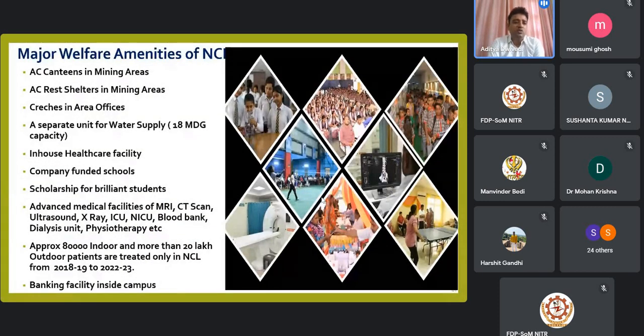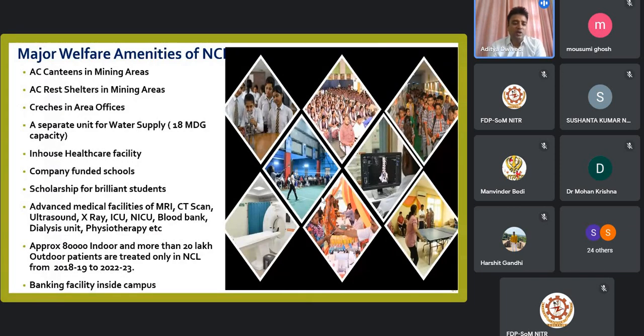Major welfare amenities of NCL: if you talk about AC canteens in the mining areas, rest shelters are there. Creches in area offices are provided. Separate unit for water supply. We have in-house healthcare facility. Company funded schools are there. Scholarship for brilliant students. Advanced medical facilities with MRI, CT scan, ultrasound, X-ray, ICU, ICU blood bank, dialysis unit. These are the major facilities we are providing.